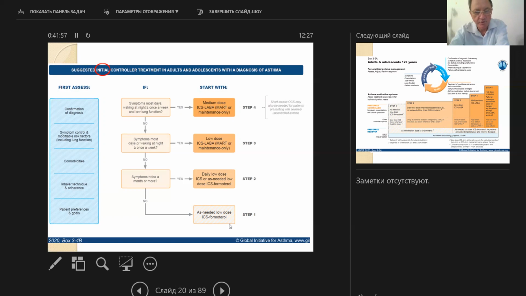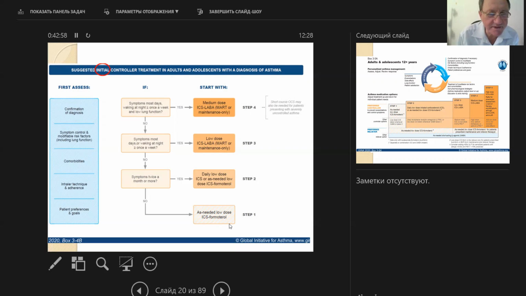If the patient has symptoms twice a month or more, the patient has daily inhaled corticosteroids as a control medication, and uses inhaled corticosteroid plus formoterol as a reliever medication. Or, in this case, if the patient obtains regular inhaled corticosteroids, the patient can use SABA as a reliever medication. It's, by the way, in the last guidelines updated in 2020, where step 1 and step 2 are combined in each step.